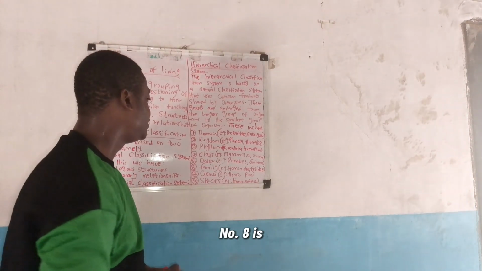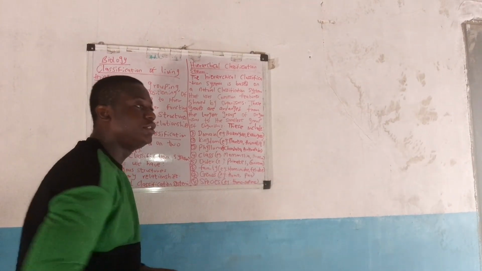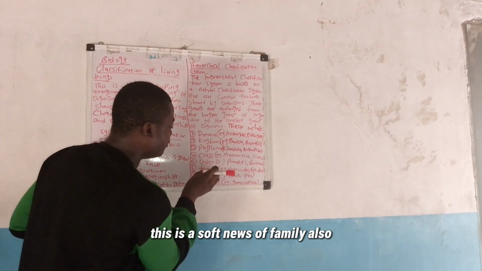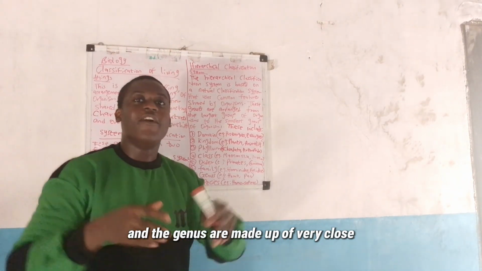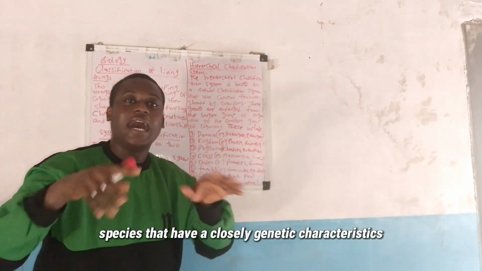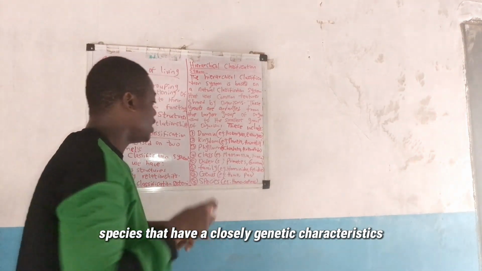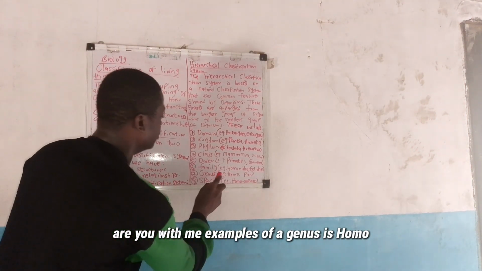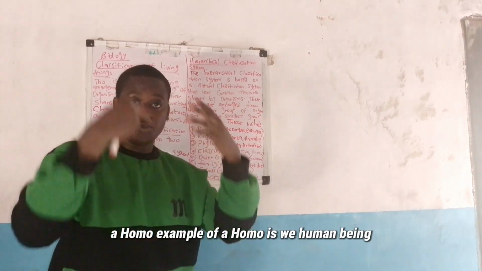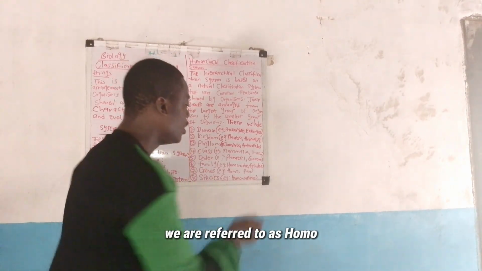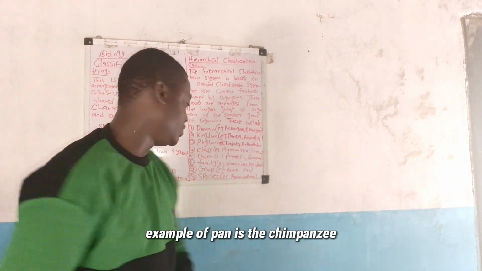Number seven is genus. The genus is a subdivision of family also. And the genus is made up of very close species that have closely related genetic characteristics. Are you with me? An example of a genus is Homo. An example of Homo is we humans, we are referred to as Homo. Then the other one is Pan. An example of Pan is the chimpanzee.